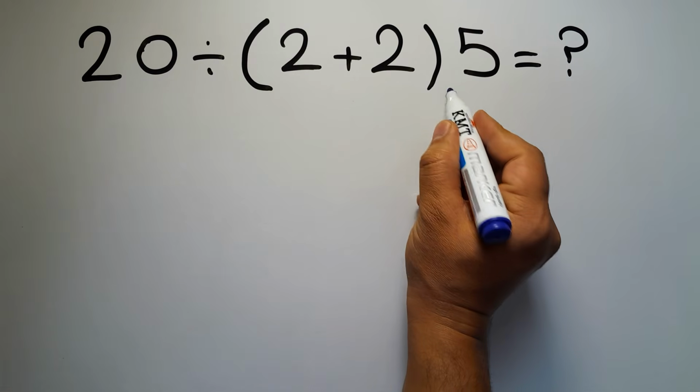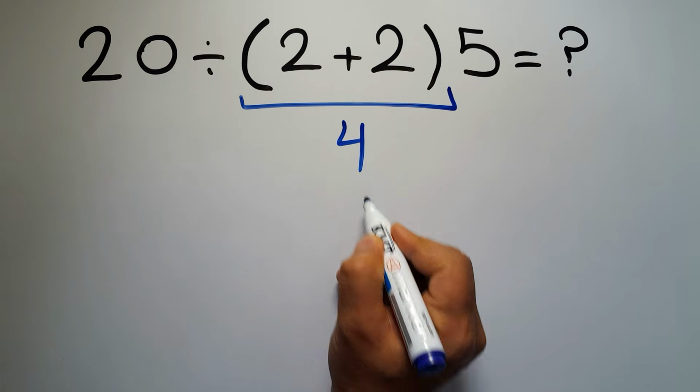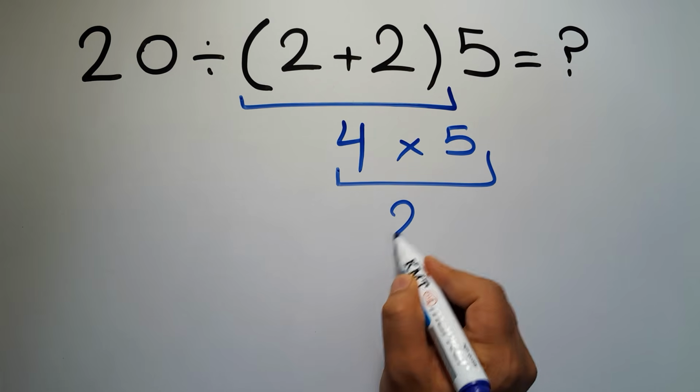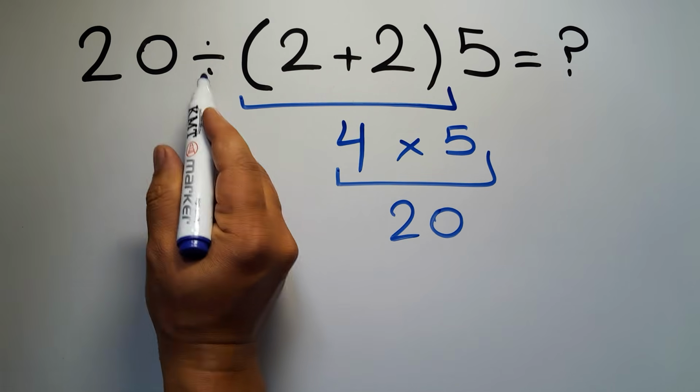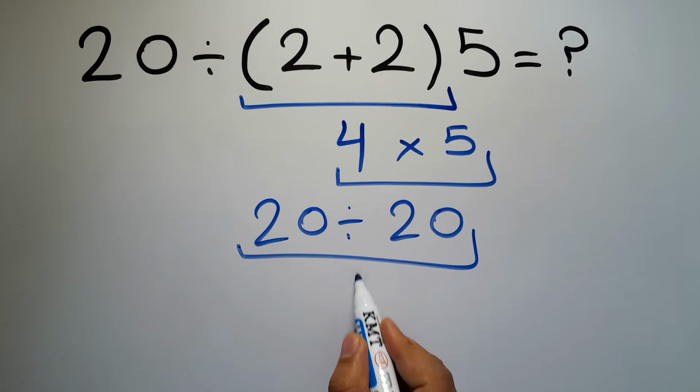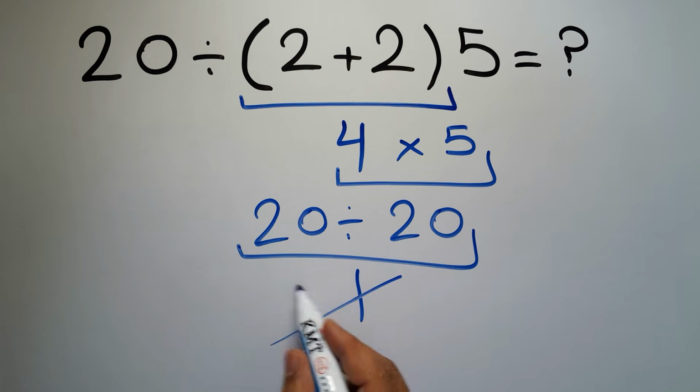2 plus 2 equals 4. And 4 times 5 gives us 20. So 20 divided by 20 is just 1. But this answer is not correct.